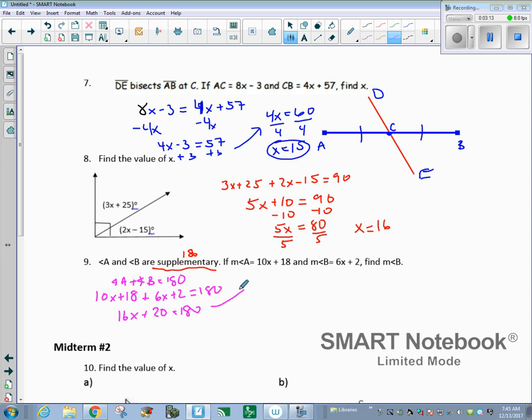Now I'm going to solve it algebraically. 16x plus 20 equals 180. So I'll subtract 20, and so 16x equals 160, divided by 16. That gives me x equals 10, but that doesn't answer the question because they want to know what angle B is. And so angle B is going to be 6 times 10, substituting in the 10 I just found, plus 2. So angle B, when I solve this, looks like 62 is what I'm looking for.